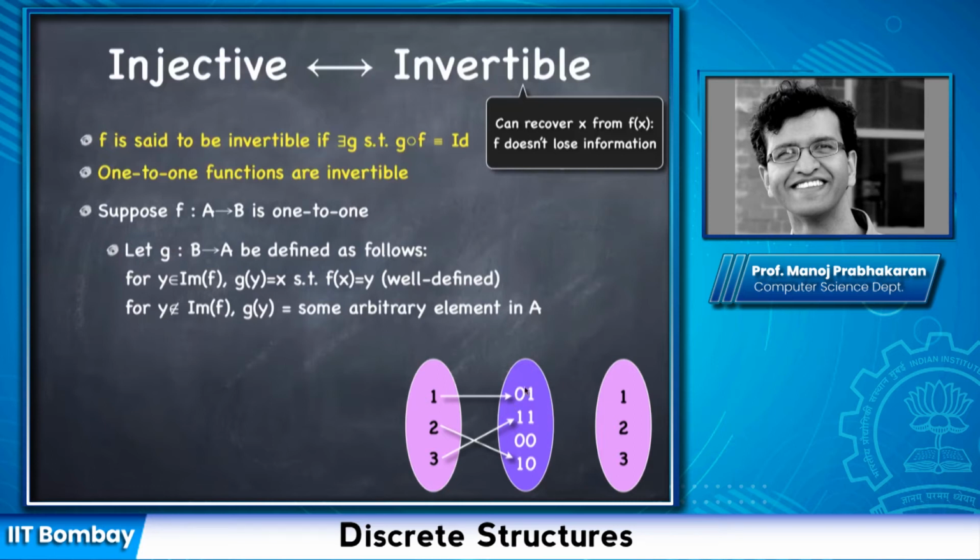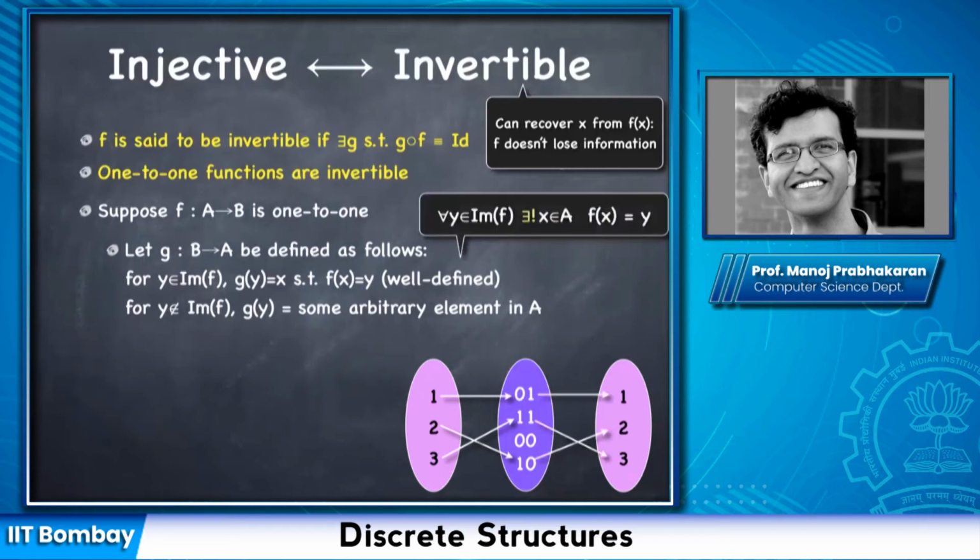So I'm going to define this function g from B to A as follows. I need to define g of y for every y in B. So I consider two cases. First, y which are in the image of f. Here the image of f is these three elements, 0,1, 1,1 and 1,0. If y is in the image of f, I know that there exists a unique x such that f of x equals y. So this 0,1 has a unique x, 1, such that f of 1 is 0,1. f of 2 or f of 3 are not going to map to this value.